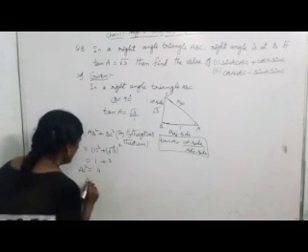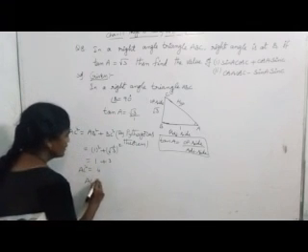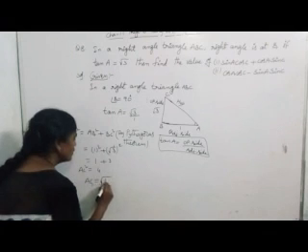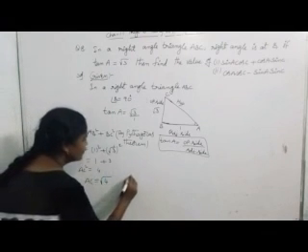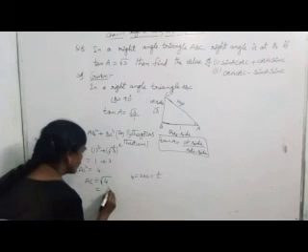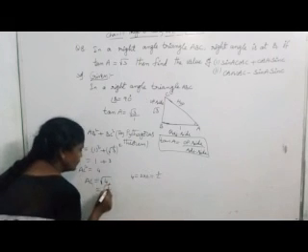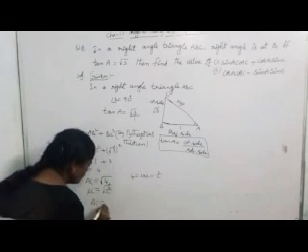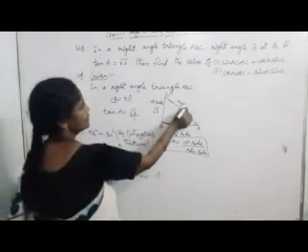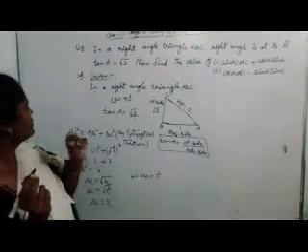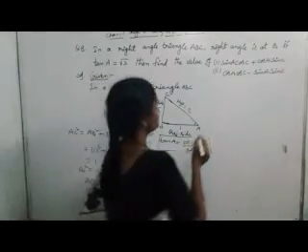AC is equal to, after removing the square, the square root of 4. Square root of 4 is equal to 2 into 2, that is 2 square, so the square and root get cancelled. AC is equal to 2. So the hypotenuse is 2, right?